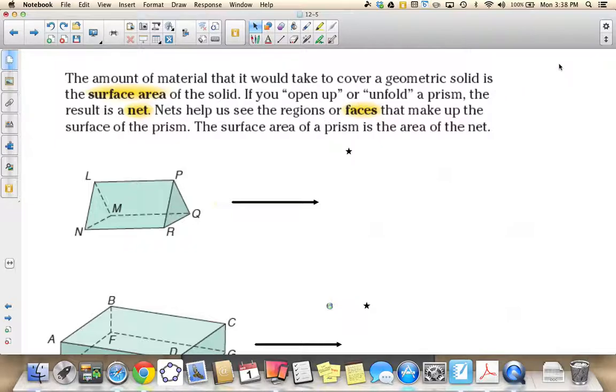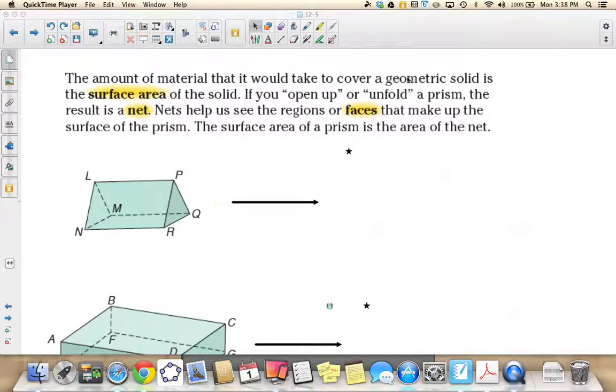Few more definitions. Another definition that we need to look at is what we call surface area. The amount of material that it would take to cover a geometric solid is called surface area. If you open up or unfold the prism, the result is a net. A net helps us see the regions or faces that make up the surface of a prism. The surface area of a prism is the area of the net.